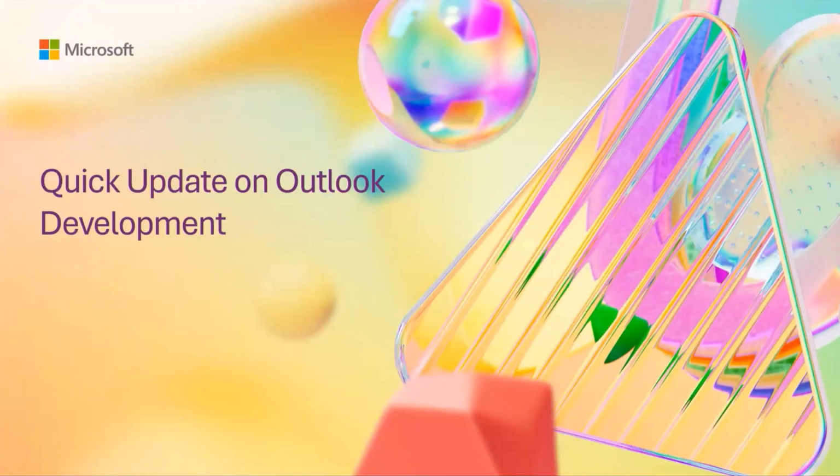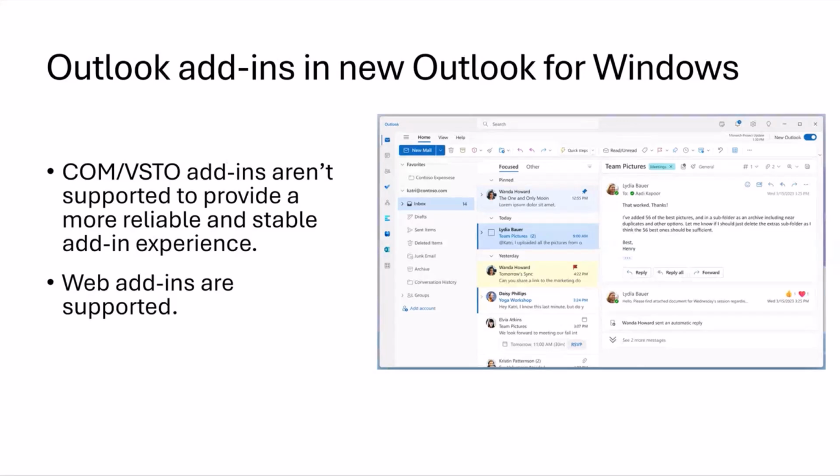So, hi everyone, I'm Isabela, product manager on the Office platform team, and today I have prepared a quick update on Outlook development. As you probably know, Microsoft has announced the new Outlook for Windows client. This client unifies the Windows and web code bases to create a more consistent Outlook experience for users and developers. The most significant change for Outlook add-in developers is that COM and VSTO add-ins aren't supported in the new Outlook for Windows. However, the good news is that Outlook web add-ins are supported.